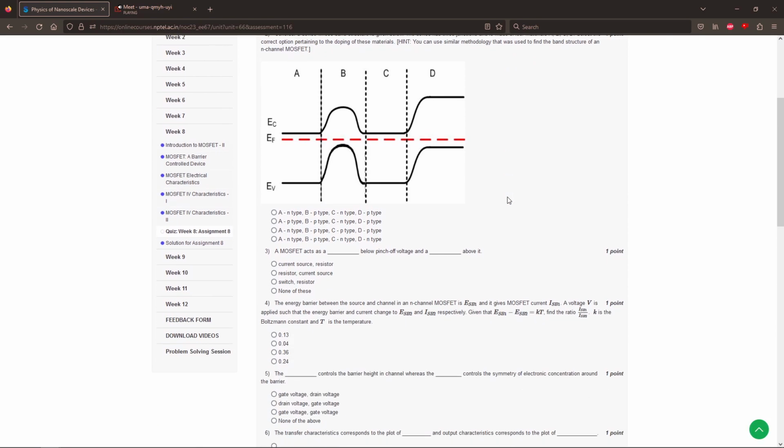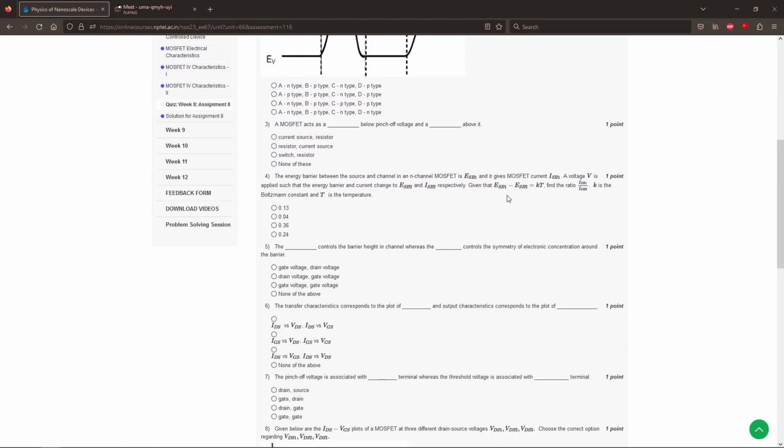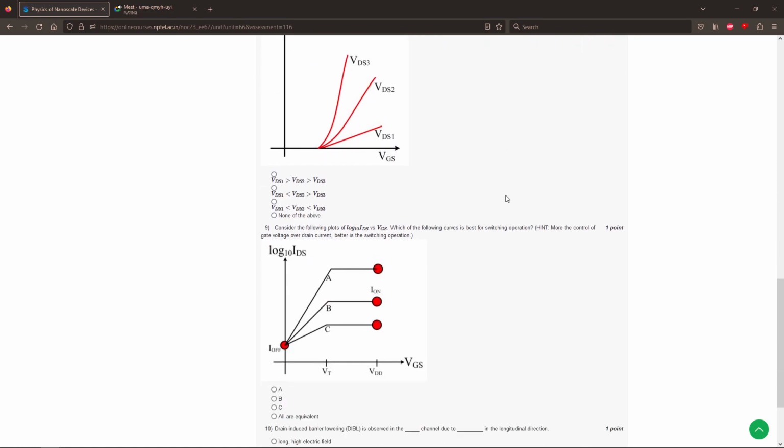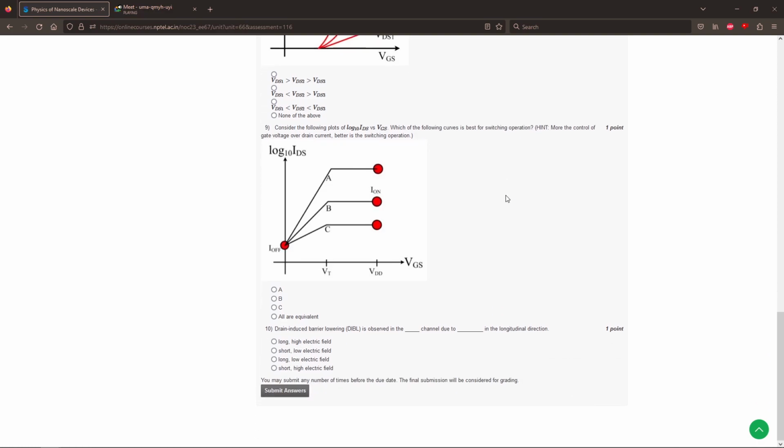Most of the questions are concept based questions. So if you understand the basics, you should be able to answer all of these questions. Based on this, we shall look at the essential features, the properties that we are going to study.